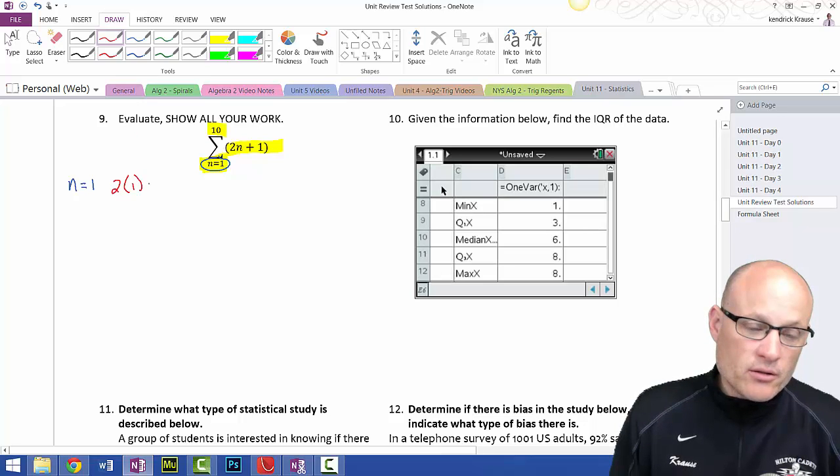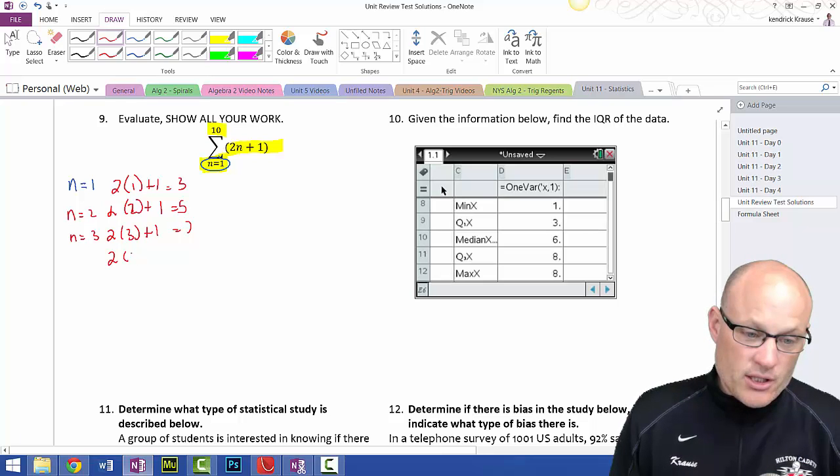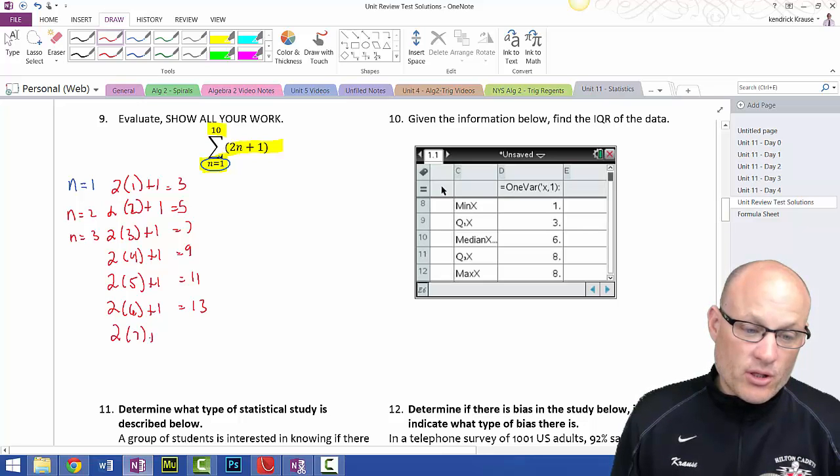2 times 1 plus 1. 3. 2 times 1 plus 2 times 2, because we're going to now use n equals 2, plus 1. 5. Now we're going to use n equals 3. 2 times 3 plus 1. 7. 2 times 4 plus 1. 9. 2 times 5 plus 1. 11. 2 times 6 plus 1. 13. 2 times 7 plus 1. 15. Notice they're just the odds.